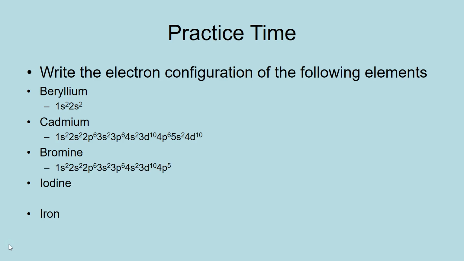This is our electron configuration for bromine. Once again, finding Br on the periodic table, number 35. This is the electron configuration for iodine. It is 5 past cadmium, which is why the only difference between it and cadmium is the 5p5. And our last one, iron, atomic number 26, is 1s2, 2s2, 2p6, 3s2, 3p6, 4s2, 3d6.